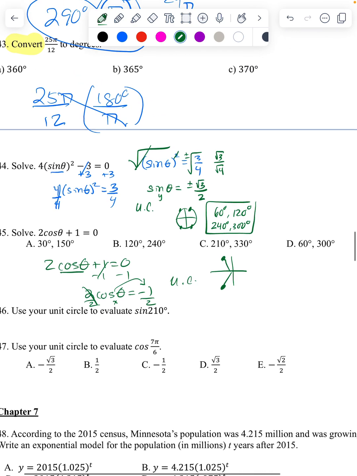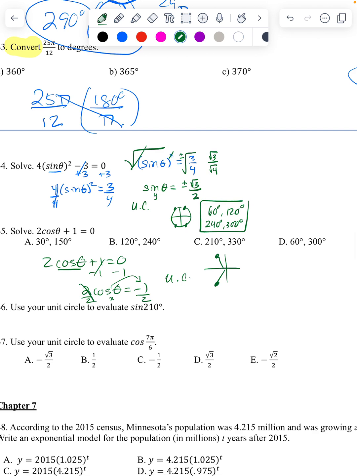So you look on your unit circle and figure out where does that happen. And that is going to happen at, looks like 120 and 240. So then that matches with B.